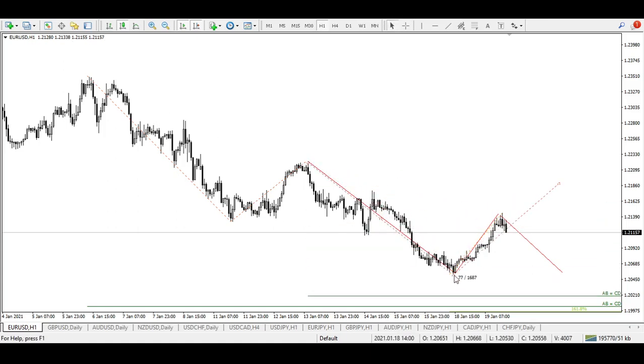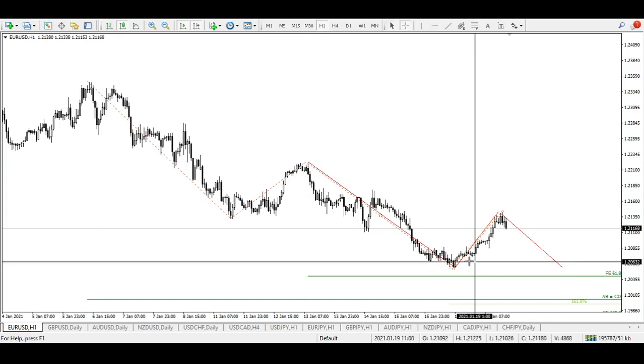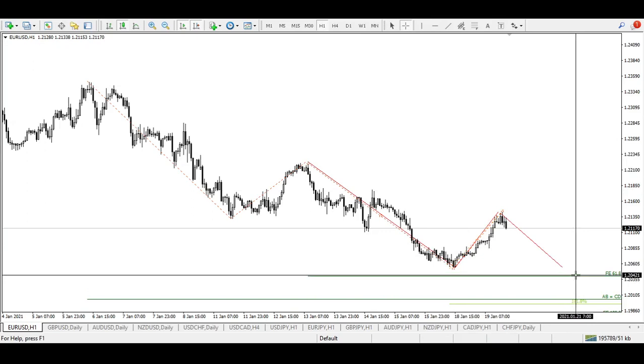Then I'll plot the Fibonacci extension as per this movement from here. This is the point where I'll connect, and this is the other point where I'll connect. I'll just make it default. Okay, 61.8% of this ABCD, where 61.8% of this length is considered, and this is the nearest target.